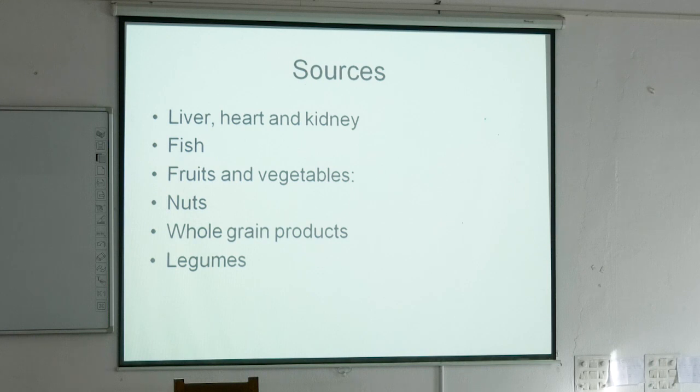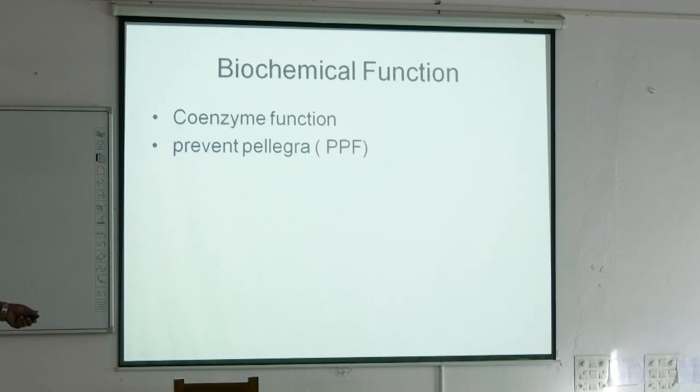Sources, nothing much. You write anything, it contains nicotinamide. Anything, except those which we cannot digest. Any food we can digest, it contains nicotinamide. Biochemical function, first function, coenzyme function. Plenty of examples you can give for reactions requiring NAD or NADP. And it is also called PPF or pellagra preventive factor. So you have to know what is pellagra.